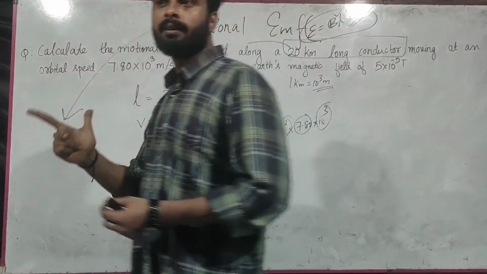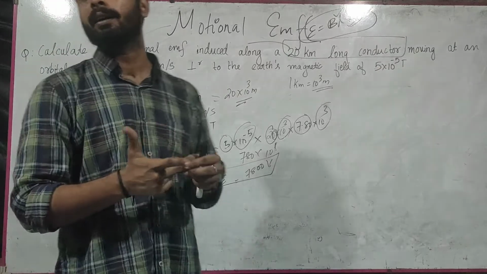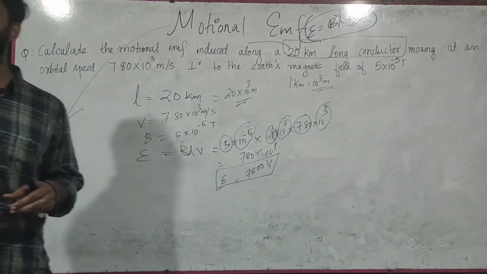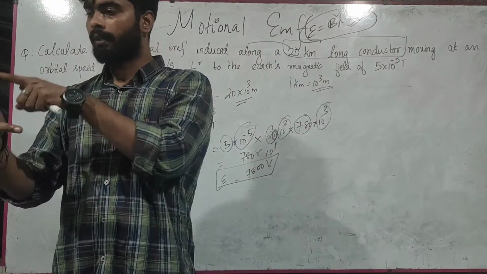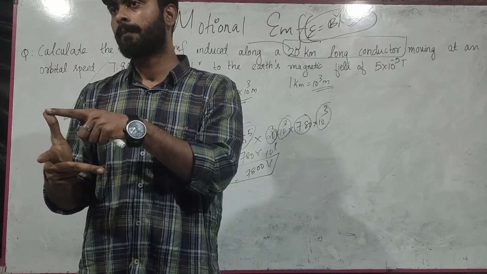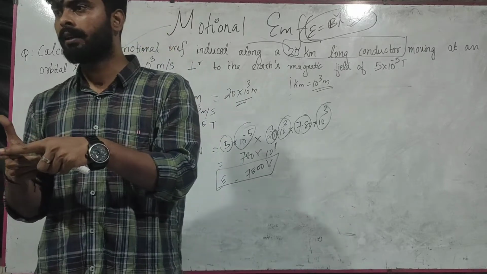Take your right hand, stretch the first 3 fingers, that is your forefinger, middle finger and thumb, in mutually perpendicular directions. This is father, mother, child. This is the code by which you remember. Father, mother, child. F, what is F? Force on the conductor, right? M, magnetic field. Mother, M, magnetic field.